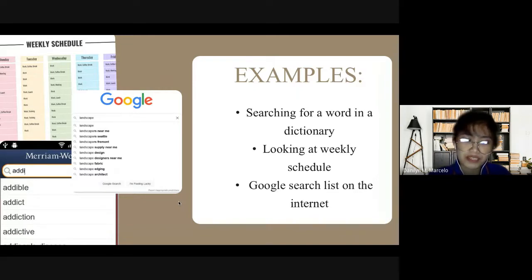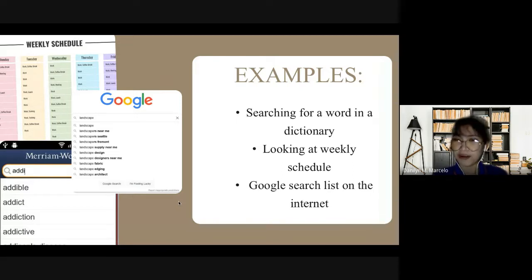So we first type the letter S, then C, and then A, and by then you probably have found the word that you are looking for, scan. We are scanning in that situation because we are looking for a specific word, a specific meaning. That is when we are scanning. The second example is looking at a weekly schedule. When we look at our weekly schedule, we are just looking for a specific day or a specific time. That is scanning because you are looking for specific information.